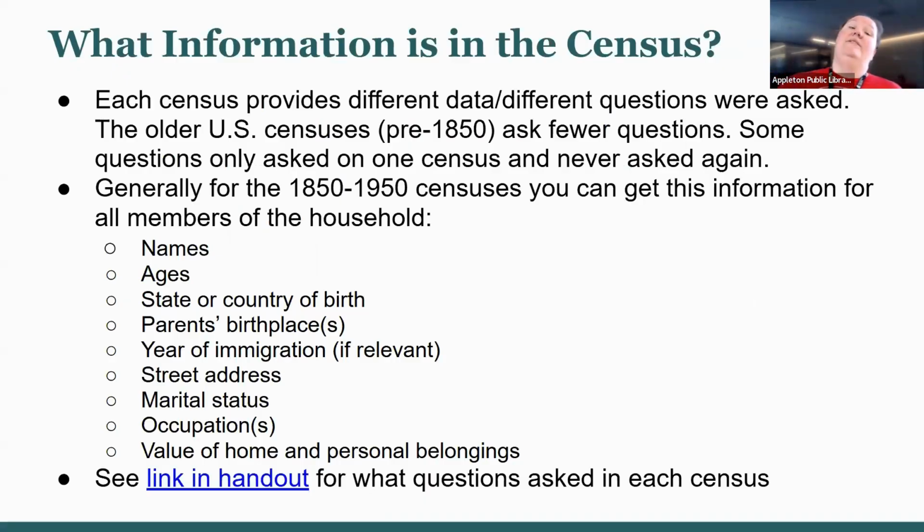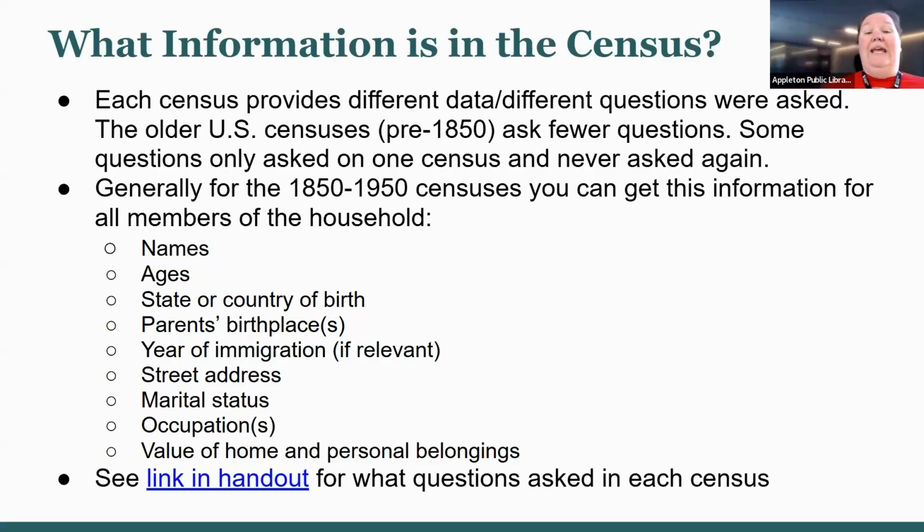So like I said, each census is going to give different data, ask different questions. The older censuses in the United States, the ones that are before 1850, ask very few questions. So if your ancestors date back further than 1850, it's a little more difficult to find a family and learn a lot of details about them, but don't let that discourage you. Some questions you might see on one census and hope that it's going to be on the next census, and it's not. So census year to census year, there are different questions every time.